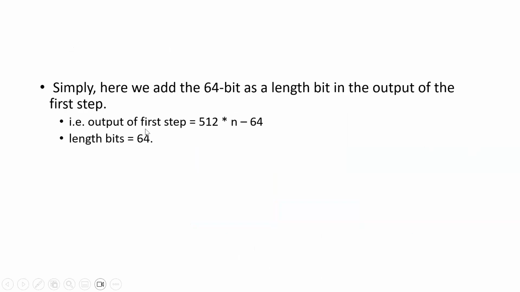The next step, in the same thing I have mentioned here, right? Initially, here we're adding 64 bits as length to the output of the first step. So it means a multiple of 512 minus 64. The length bit is 64, and it will be divided into 512 according to its multiples. Okay.